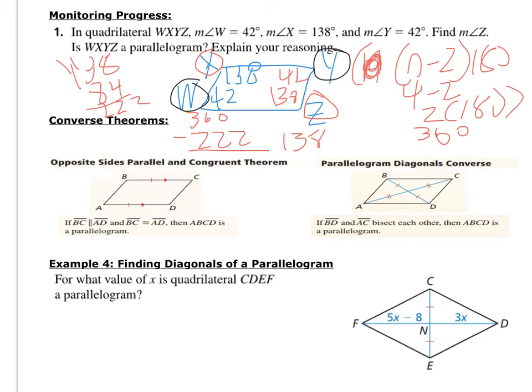Also, if you did your consecutive angles, for instance, angle W and angle X, if you add 138 and 42, you get 180. Remember, consecutive angles are supplementary.